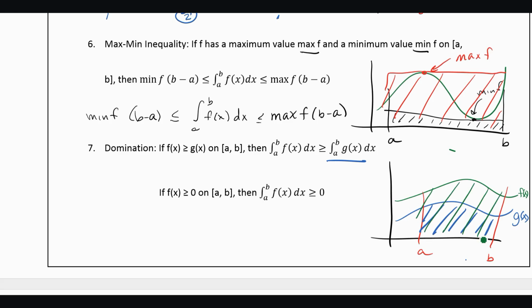Now remember, in another video we mentioned that if your function is below the x-axis, that counts as negative area. So this last part just says if your function is always positive, then you always have positive area. Your integral will be positive. Okay, so these are just some properties of the integral that you may find useful.